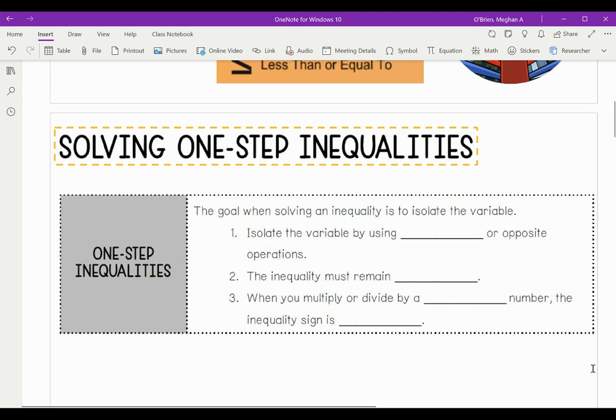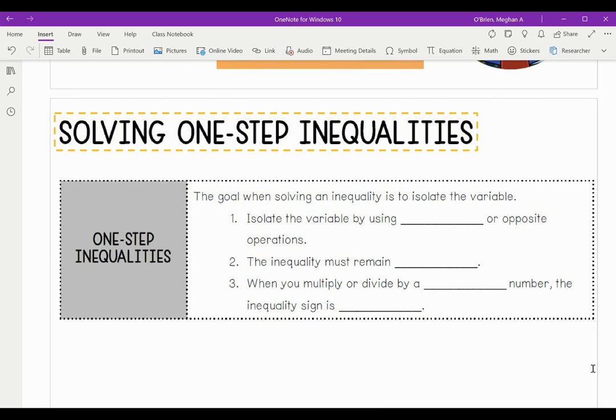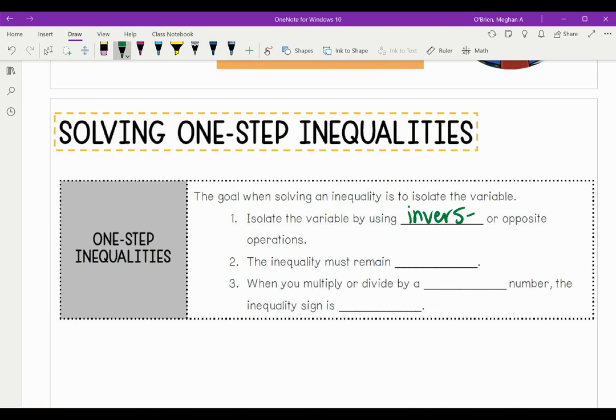Here we go. So the goal when solving an inequality is to isolate the variable, just like when we were solving equations. We wanted the variable by itself to know what the value was. So we isolate the variable by using inverse or opposite operations. Hopefully that is a term that you remember. Adding and subtracting are inverses of each other because they're opposite. And multiplication and division is another pair of inverse operations.